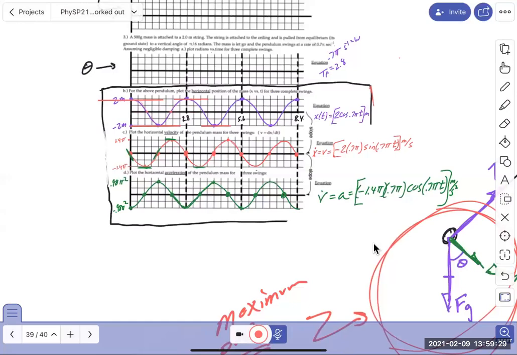Mr. Askey, I have a question. Yeah. So for C and D, you have the negative 0.98 pi squared and the negative 1.4 pi. How did you get that? Good question. Look at this.